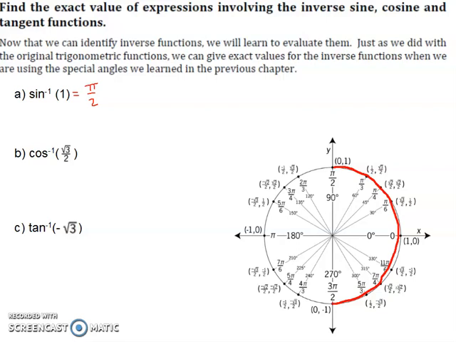Inverse cosine of square root of 3 over 2. So now we are going to look at the interval from 0 around my unit circle to pi. On this interval, we are looking for where the cosine is positive square root of 3 over 2. So we're looking for the x values that have a value of square root 3 over 2.